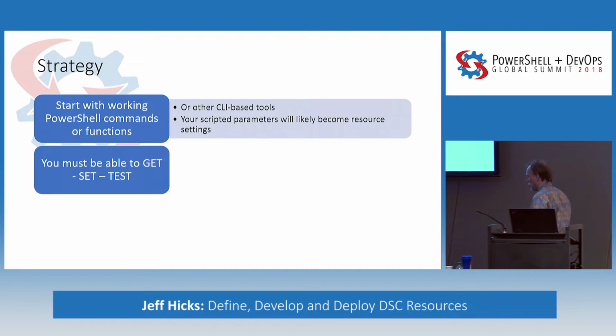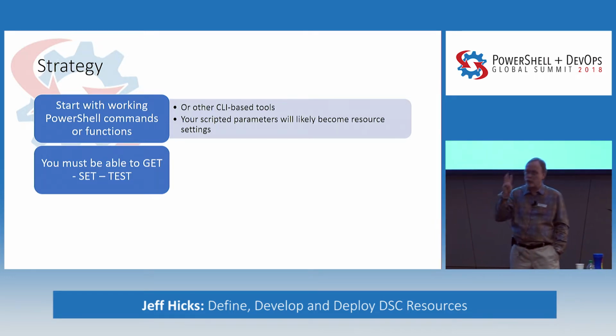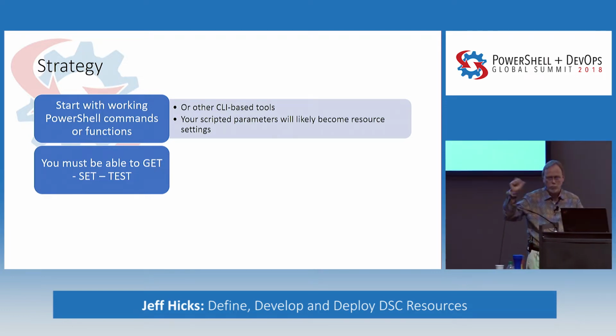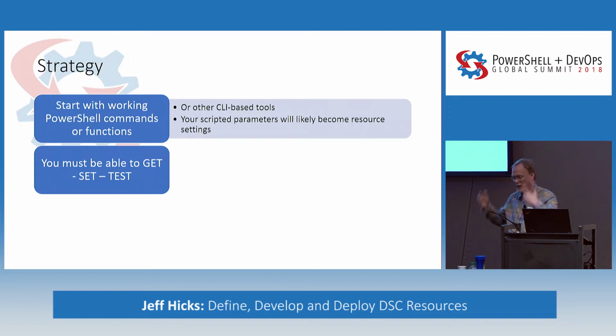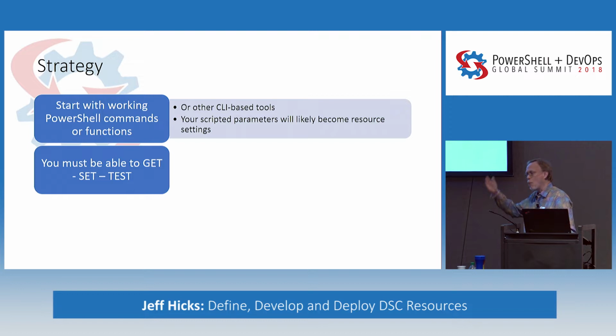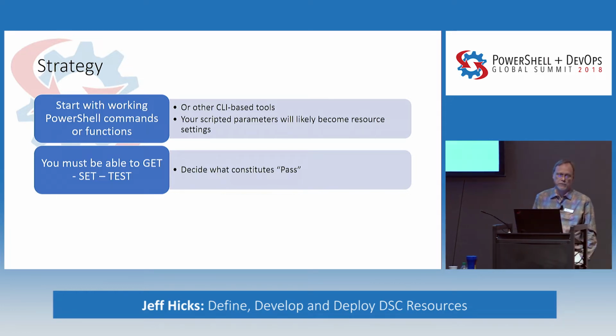With a DSC resource, as most of you hopefully know, you have to be able to do three things. You have to be able to get whatever the configuration is that you are going to be creating. You need to have code that will set it, and you need to have code that will test it, that will basically say true or false. This is in the state that I want it to be based upon the parameters that we're going to pass in our code. And you have to decide what constitutes a pass. Okay?